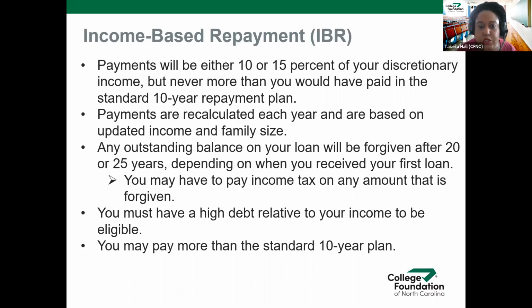So make sure that you're aware of that. It just depends on when you received your first loan. You may also have to pay income tax on the amount that is forgiven, so of course, just be aware of that. And you must have a high debt relative to your income to be eligible. So again, you may pay more than the standard 10-year plan.